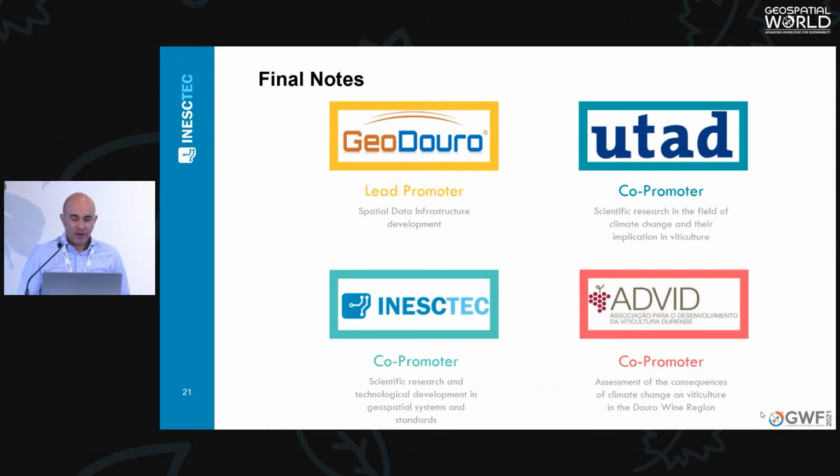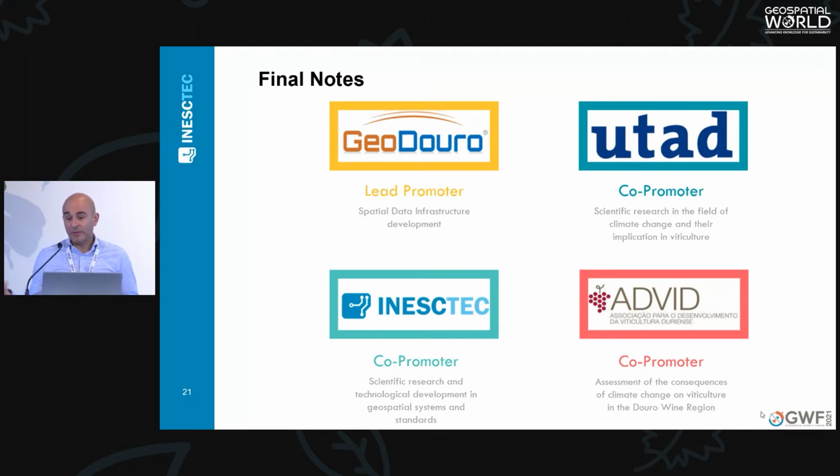Besides INESC TEC, there were 3 other partners involved, each with their particulars and specialties. We had the University of UTAD, a university in Vila Real. Vila Real is a city in the Douro region, so they are the climate experts, and they work in the field of climate change and its implications for viticulture.